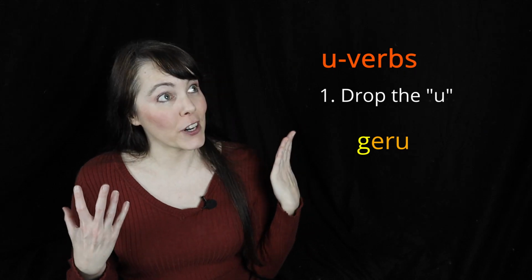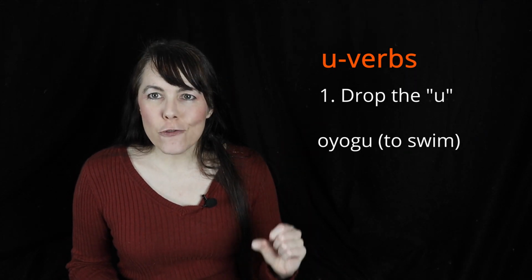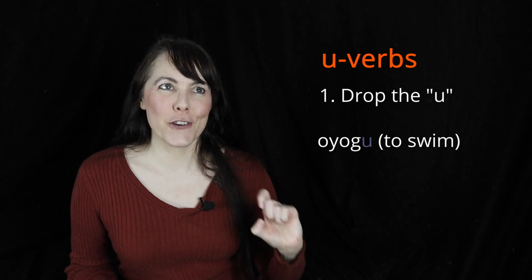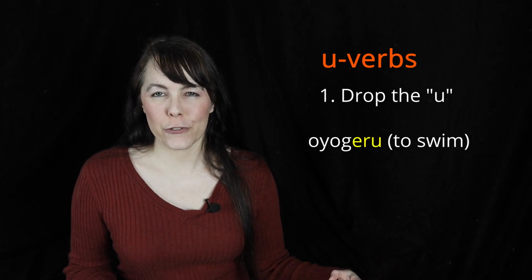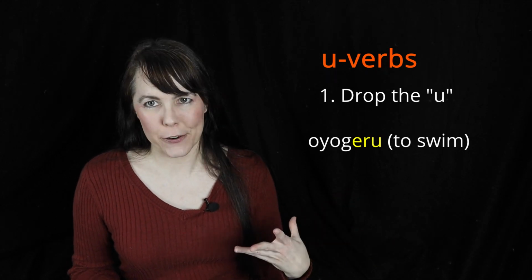So for an example of a verb that ends in gu, oyogu, that means to swim. So you drop the u part of the gu and you add eru. So oyogu, oyogeru.